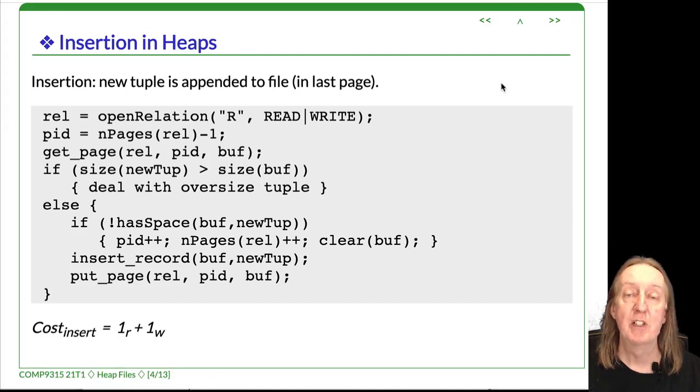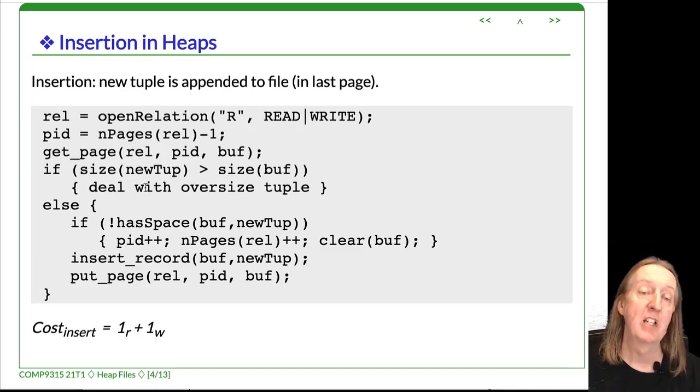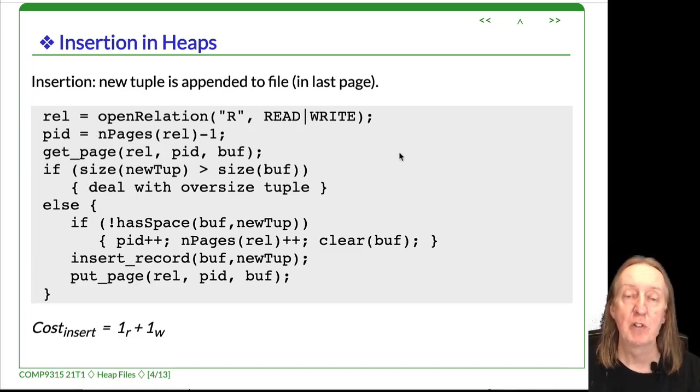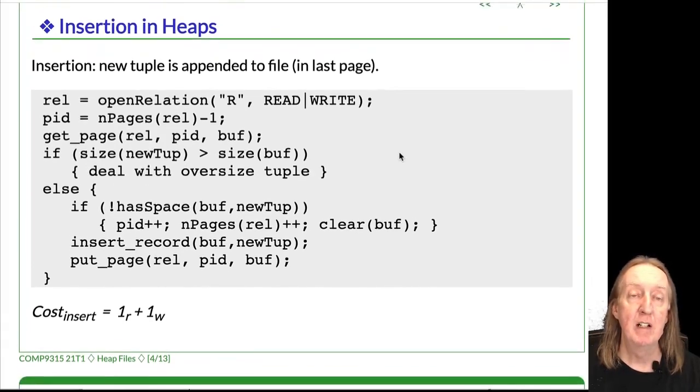Alright, insertion into heap files, and here we're talking about heap files in general, not Postgres heaps in particular. But the basic idea here is that we're going to read the last page, put it in a buffer. If it fits, or if the tuple is too big, bigger than a buffer, then we've got to do something to deal with the oversized tuple. Talk about that in a moment.